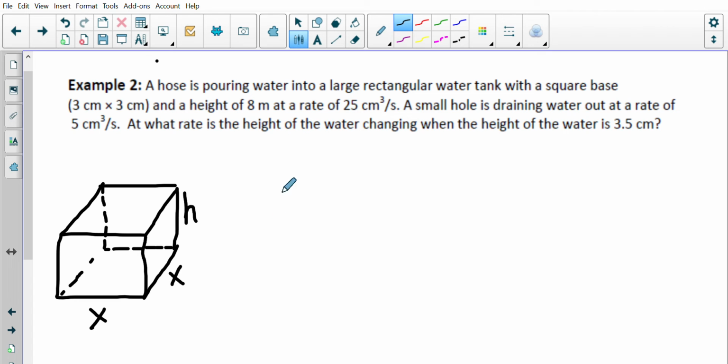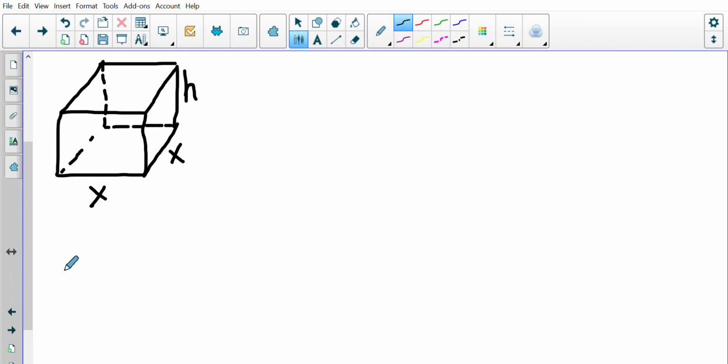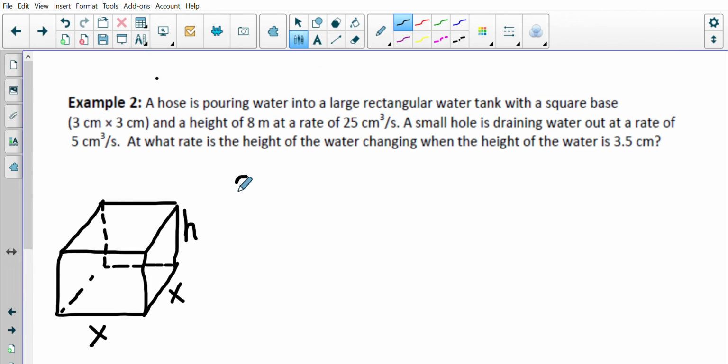All right, now in terms, let's see here. So that is basically the first sentence, and it has a height of 8. Okay, good. Now it is being filled at a rate here of 25 cubic centimeters. So that means my dV/dt, let's draw that up here. My dV/dt, the rate at which my volume is changing, is actually 25 cubic centimeters.